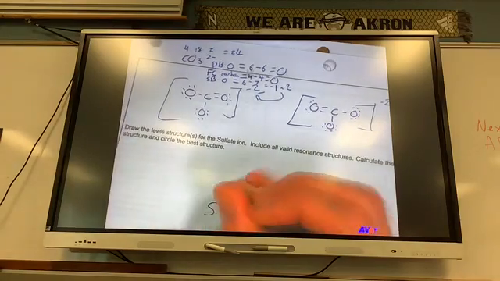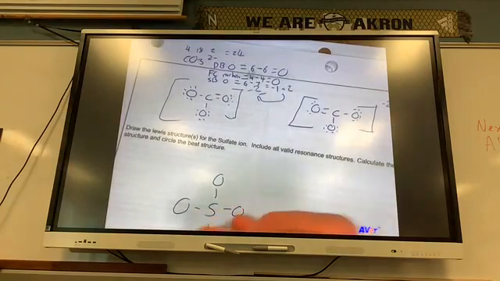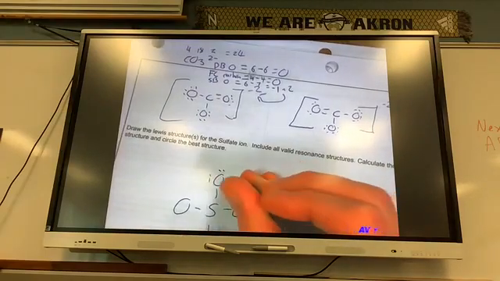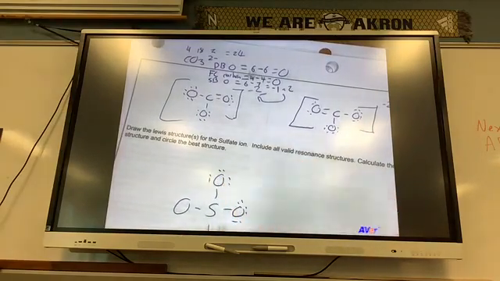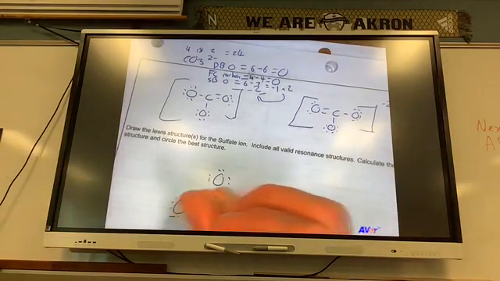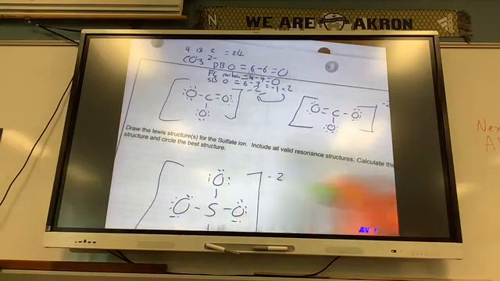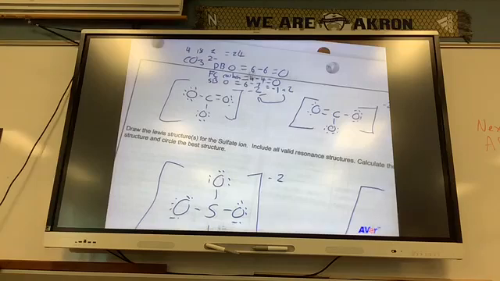One is this, S, O, O, O, O, with 6 electrons around each atom. That's one. The other one is going to be S with 1 double bond.